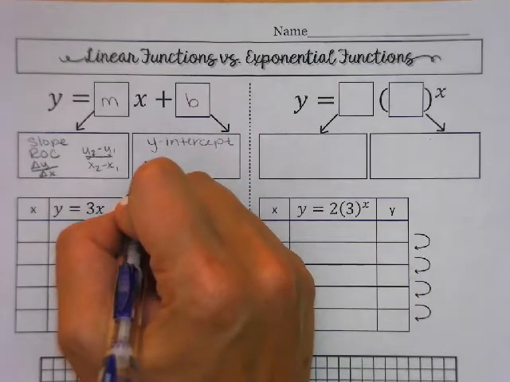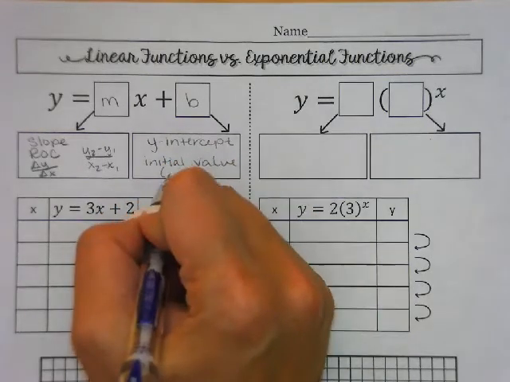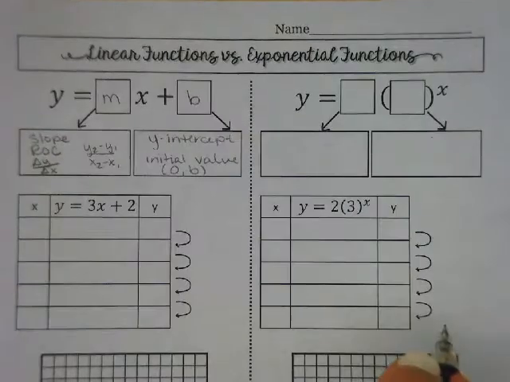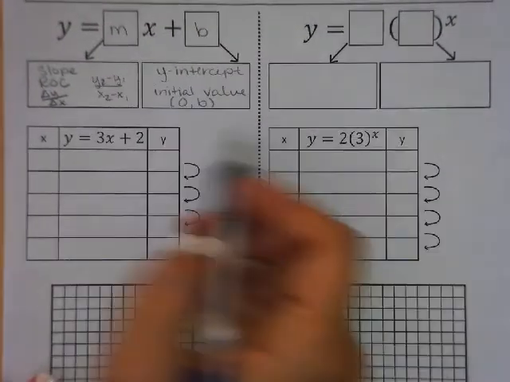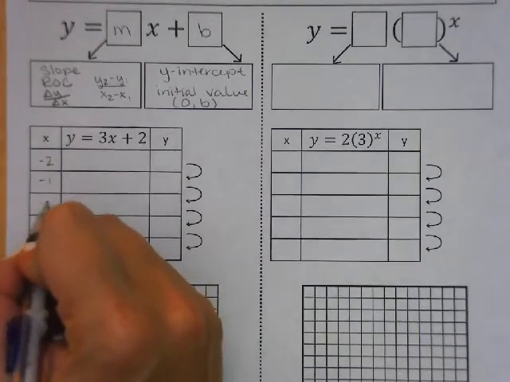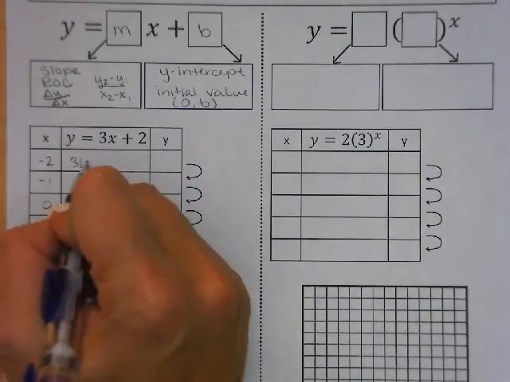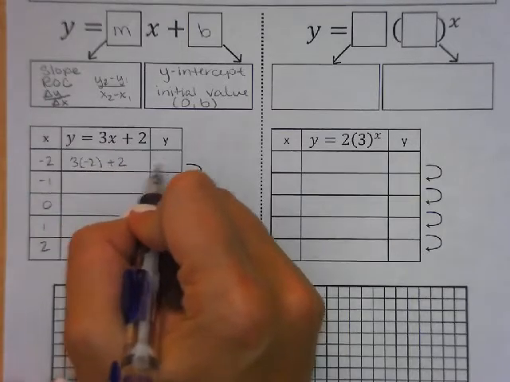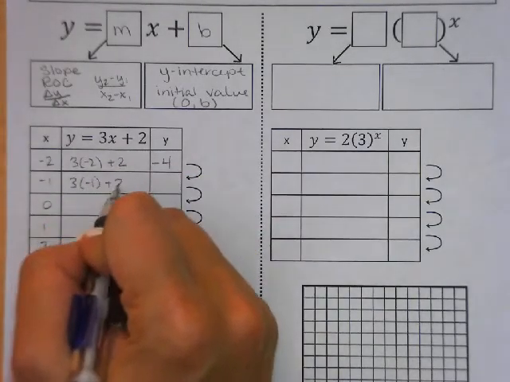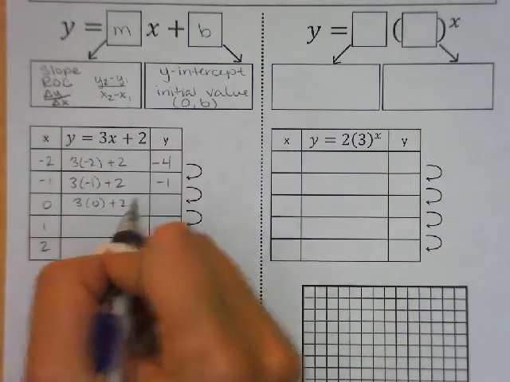It is our initial value. It is also the value where x is 0. So we can take this information. We have an equation here, y = 3x + 2. If I gave you the x values, −2 through +2, we could plug those in for x to get our y. You could also use your calculator to do this, and we'll review that as well.